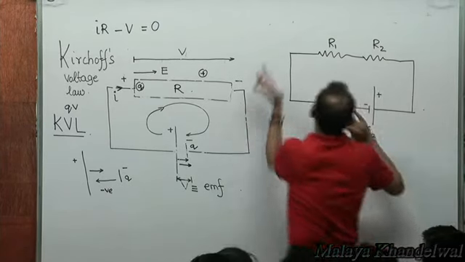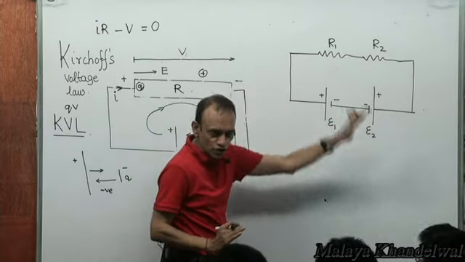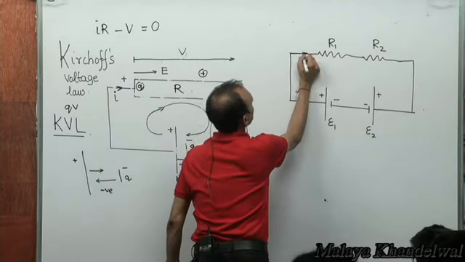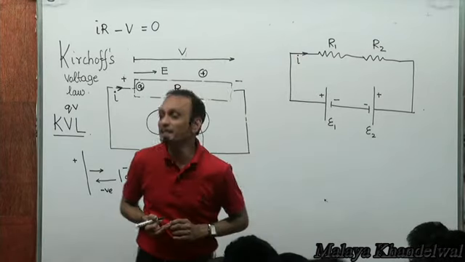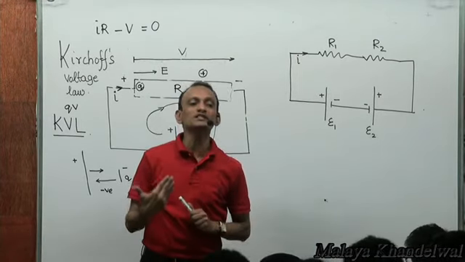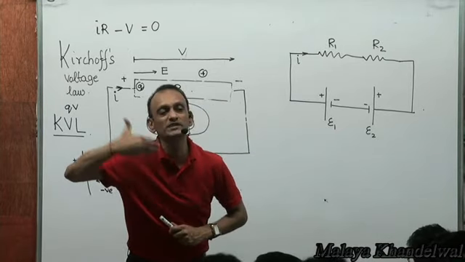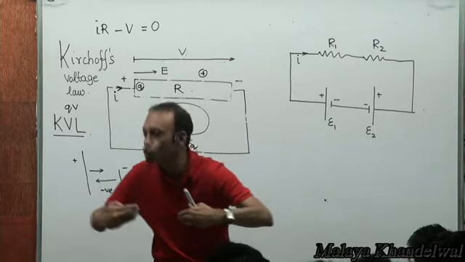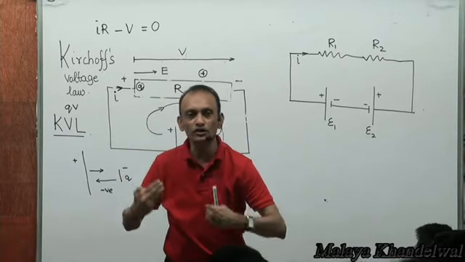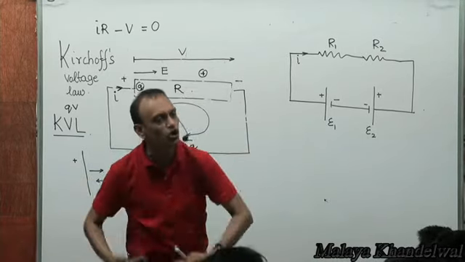right? And if I want to find the current through the loop, then I assume that the current is I, and I apply KVL to the loop. KVL to the loop means what? Algebraic sum of drops must be 0. When a current flows through a resistance, there is a drop in voltage. The drop in voltage is current into resistance.